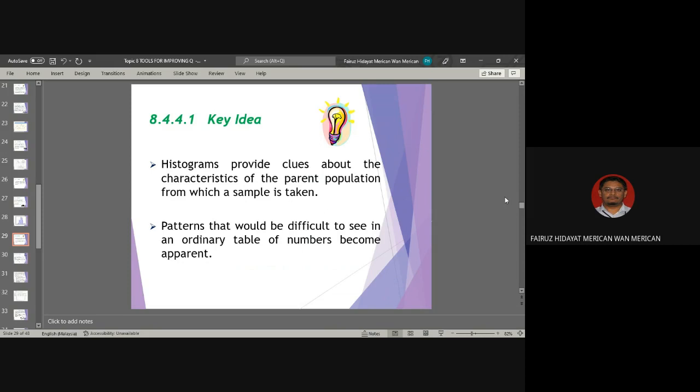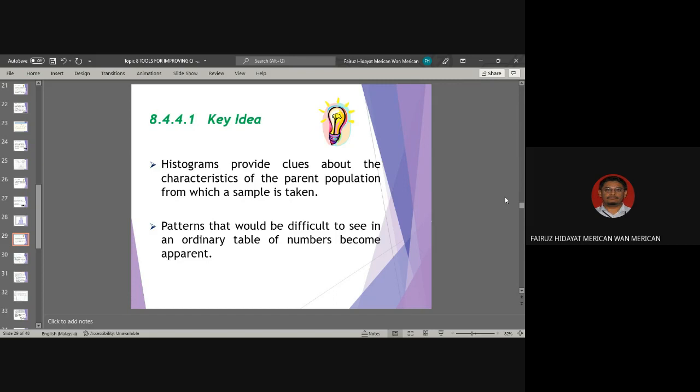So this provides clues about the characteristics of the parent population from which the sample is taken. Okay, so histogram. So like many other of these graphic tools, whether it's the pie chart or the histogram, bar charts, so on, they are the measurements of a sample. So the analysis of the sample helps the company to identify or to determine the characteristics of the parent population.